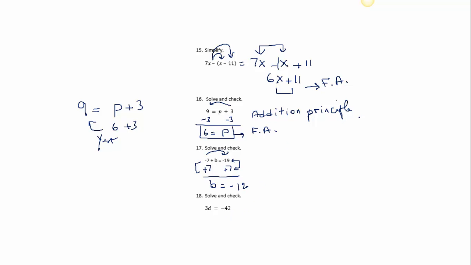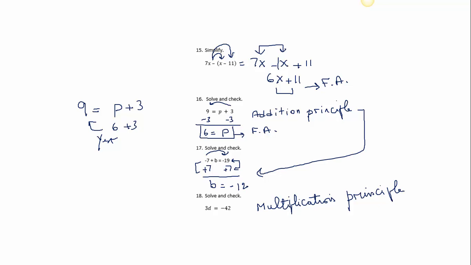Solve and check. So for both of these two, we used the addition principle. For this one, I'm going to use the multiplication principle, because I cannot solve this problem using the addition principle. What is the multiplication principle? You multiply or divide both sides by the same number, and that does not change the equation. So this time we need to divide by 3, because 3 over 3 will cancel, and that would make it d by itself.